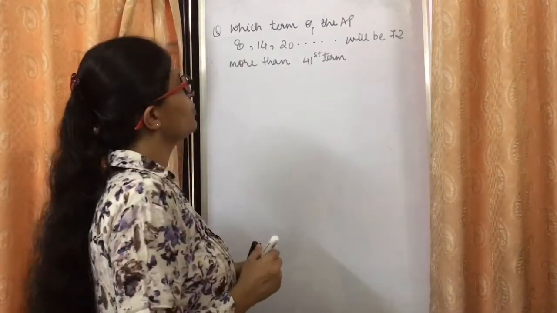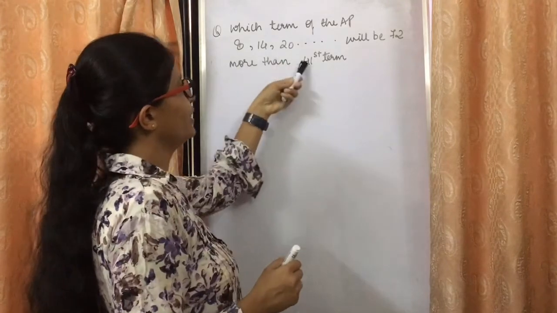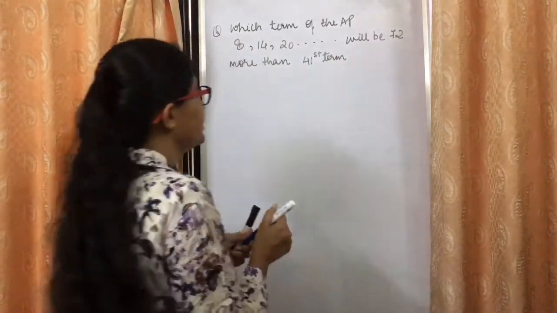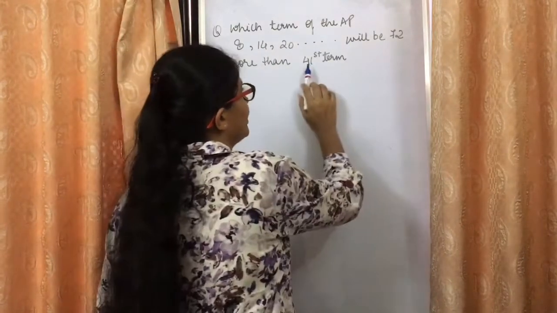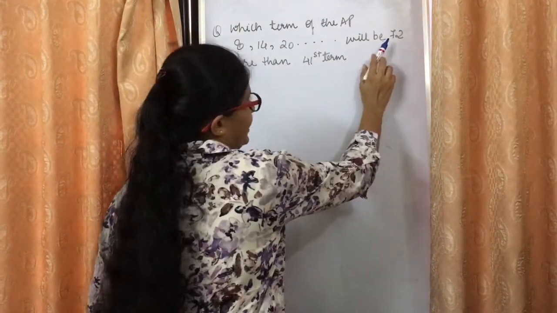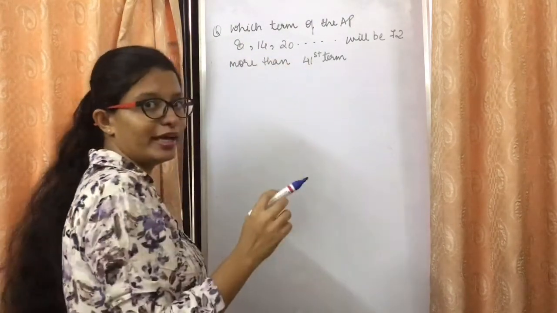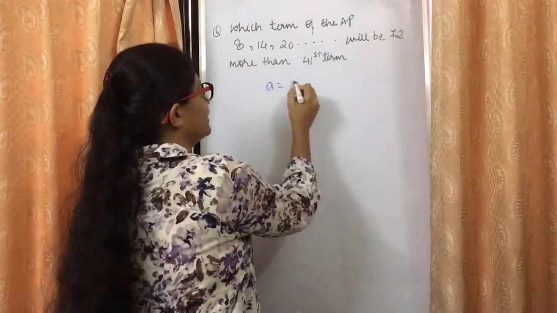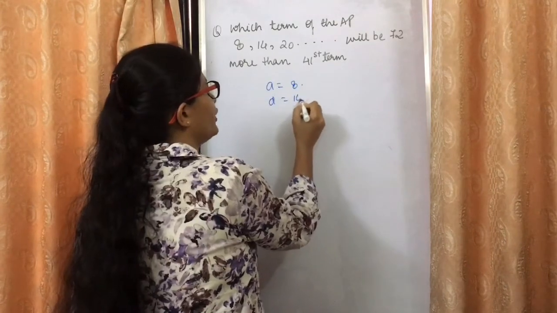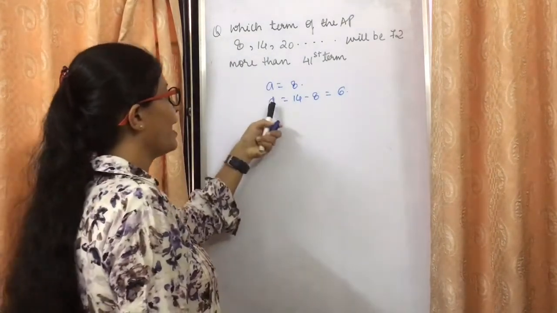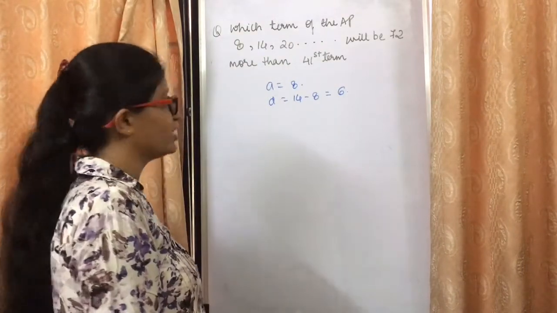Question is: which term of the AP 8, 14, 20 will be 72 more than 41st term? कौन सी term ऐसी होगी जो कि 41st term को exceed करेगी कितने से? 72 से. तो पहली बात हमको series दी हुई है. Series में से A निकाल सकते हैं, that will be 8 and D will be 14 minus 8 which is nothing but 6. So we have first term and common difference with us now this time.